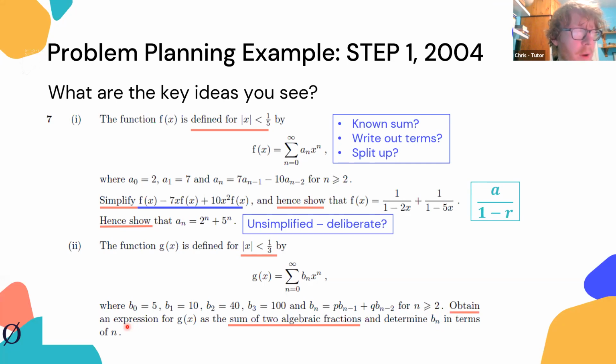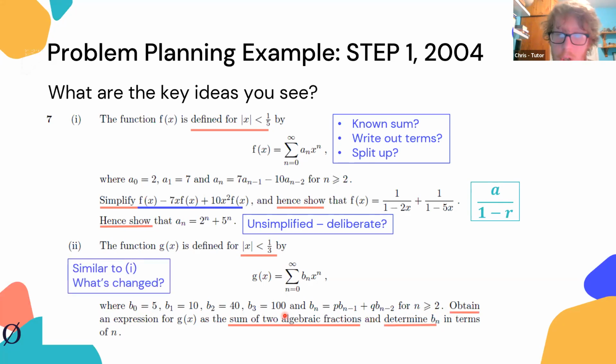And then if we think about what's similar to part 1 and what's changed, the whole thing looks very similar. The main thing that's changed is the definition of the coefficients b0, b1, b2, etc. Firstly, they give us 4 values now instead of just the first 2. And secondly, in the recurrence relationship, there's no numbers, just letters. So they've got this p and this q, which are mentioned nowhere else. And we somehow have to cope with this.